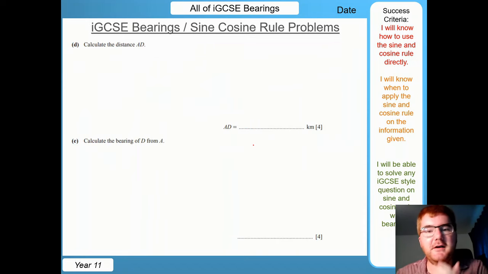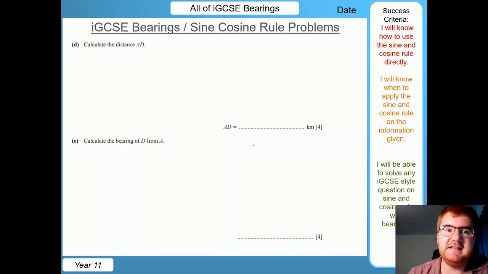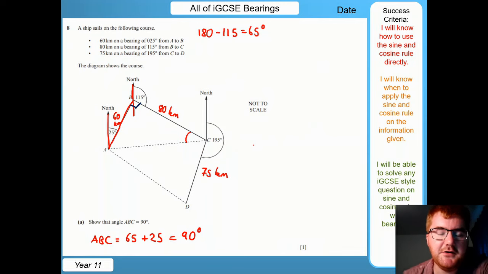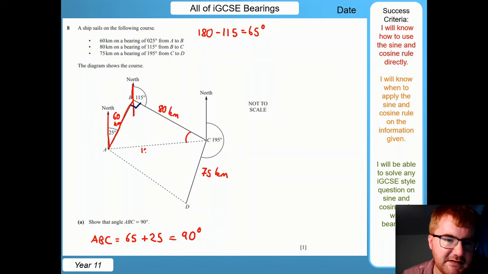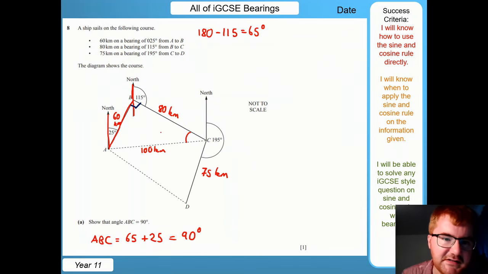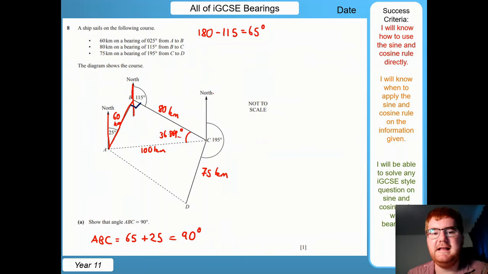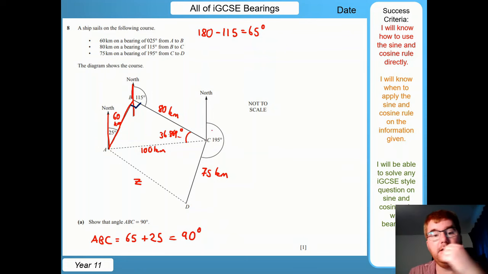And on to the last two parts, which are a bit trickier. As you can see, both here are chunky 4-mark questions. The first thing we need to do is calculate the distance AD. So let's go back to our diagram and mark in some of the information. We now know this is 100 kilometers and we know this is 36.869. I tend to use the unrounded because you might need it later on. And we need to find AD. So this length here, let's just call this Z for the time being.